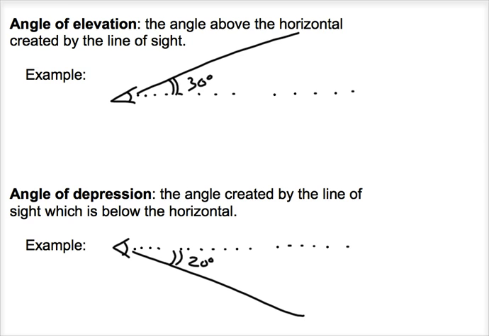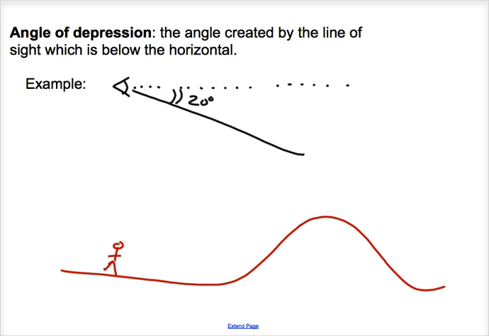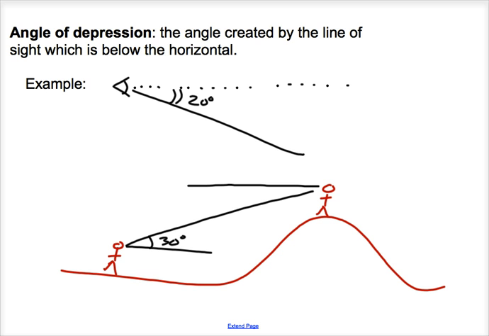Now, interestingly enough, imagine if you were standing over here and your friend was standing on the top of a hill and you were looking at each other. Well, if you're down at the ground, you're going to have an angle of elevation because you're looking up, and let's say this happens to be 30 degrees. Well, if your friend is looking at you, instead of looking straight across, he's looking down, and his angle of depression is also going to happen to be 30 degrees.